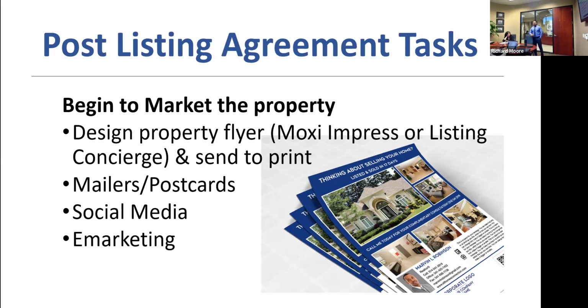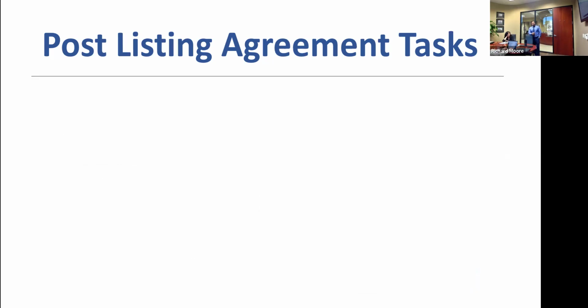E-marketing, so you can also send an email to your sphere of influence, all your clients, right? Send an email to the office announcing. So if you send me the flyer, I can distribute that to the agents within the office, announcing the listing. Yeah, so that's email to the agents. Okay, what else?